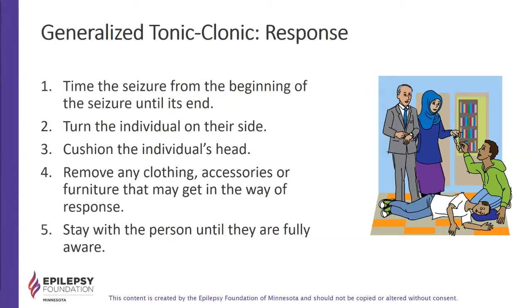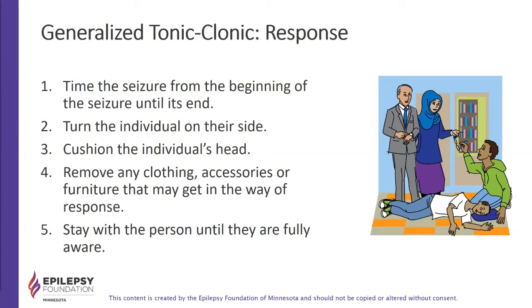So if we do encounter someone who is having a generalized tonic-clonic seizure, the proper response is to time the seizure from the beginning until the end. And so that would be from the beginning when they lose consciousness until the end when their muscles and body go limp, coming out of that clonic shaking phase. You'll want to turn the individual over onto their side so that gravity can allow that saliva or excess drool to flow out of their mouth.